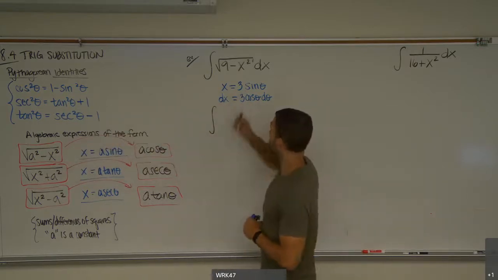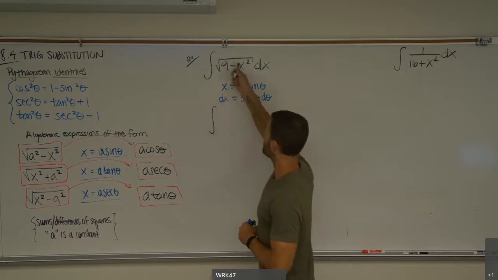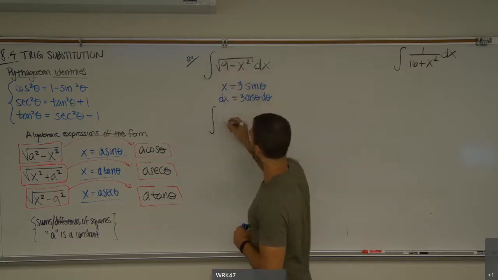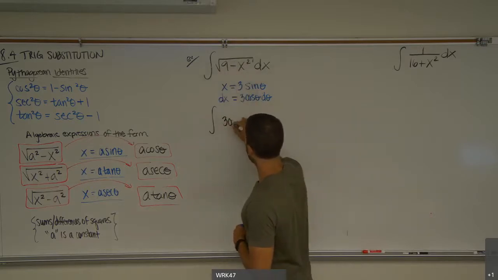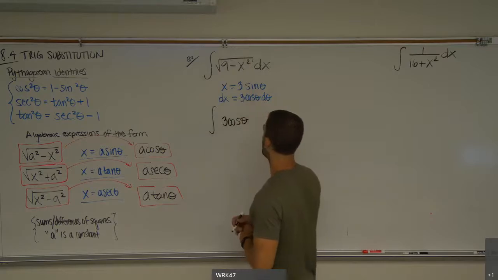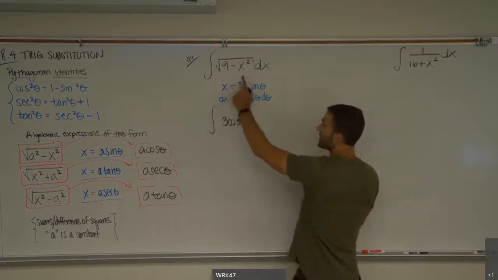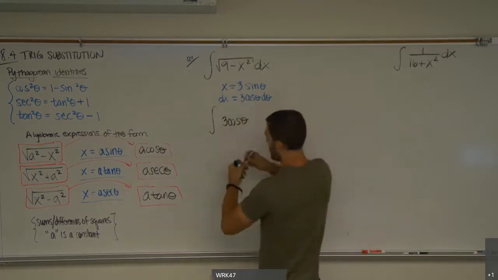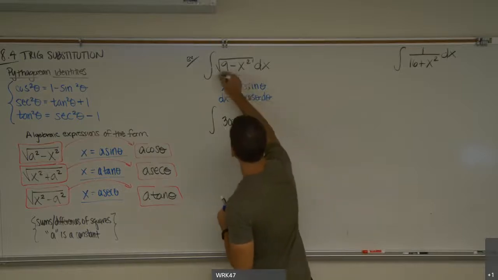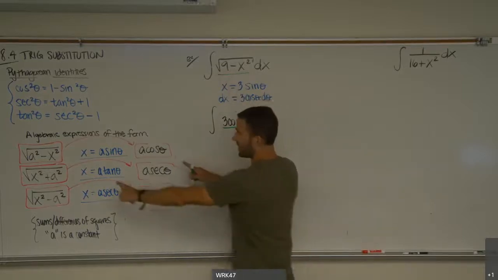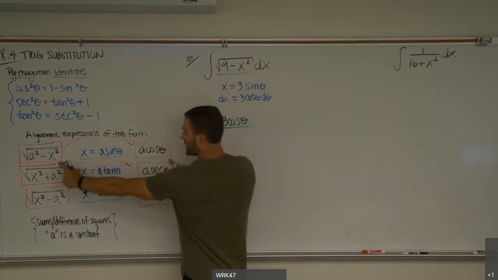So when I do this substitution, the whole point of doing it is so that this expression underneath this root simply becomes now 3 cosine of theta. So we get 3 cosine of theta. This expression here, I'll underline it in green, becomes 3 cosine of theta. That's what we have, right? A is 3 in this case.